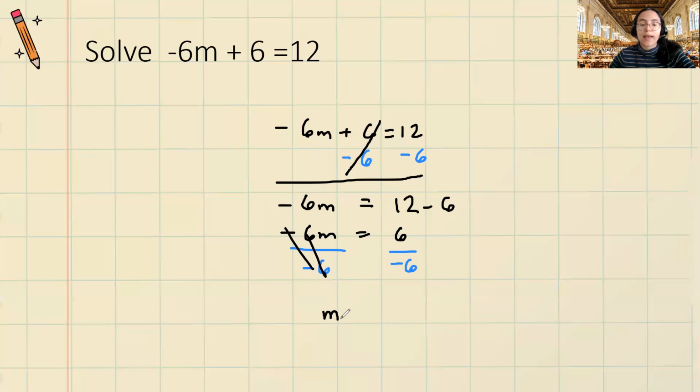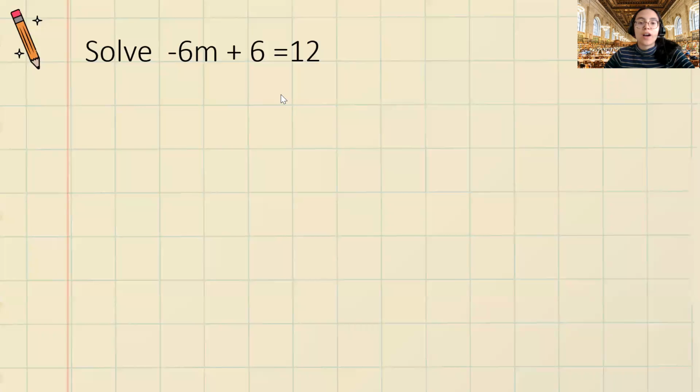I can bring down my m, it's by itself now, and I can perform this division. I have 6 divided by -6, and that will give me -1. And that is my solution for this equation. Pretty simple, pretty straightforward. If you practice it, it should come fairly easy to you, and then you can do far more challenging examples. This is just a basic introduction to get you used to using all of the skills. But as you'll see later on, we'll do more challenging examples.